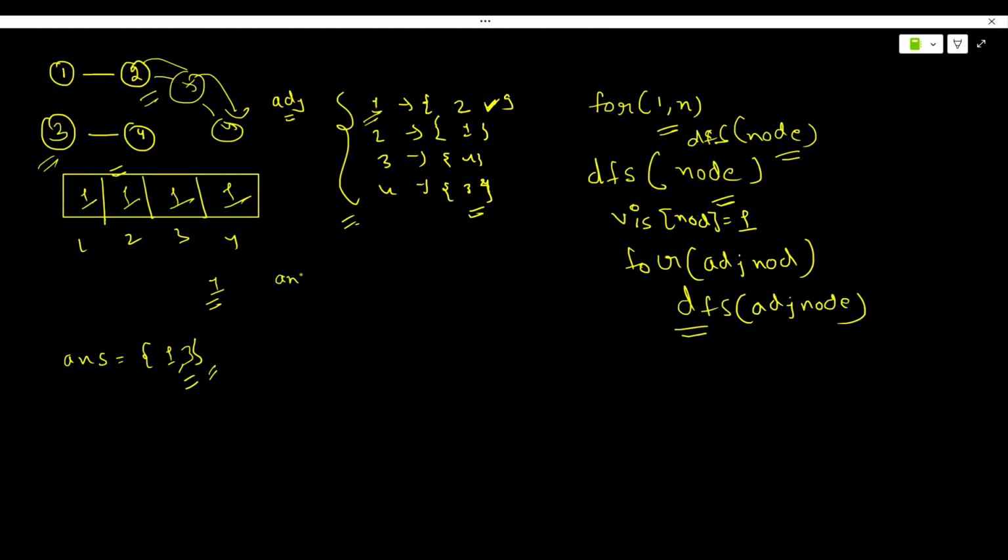The size of the components is k, and you require k minus 1 edges. Suppose k is the size, then k minus 1 edges, and you have to print 1 and 3, and the number of edges is 1. So this is the possible answer, right? So this is how you can apply DFS, right? Perfect. Now let's try to code it.